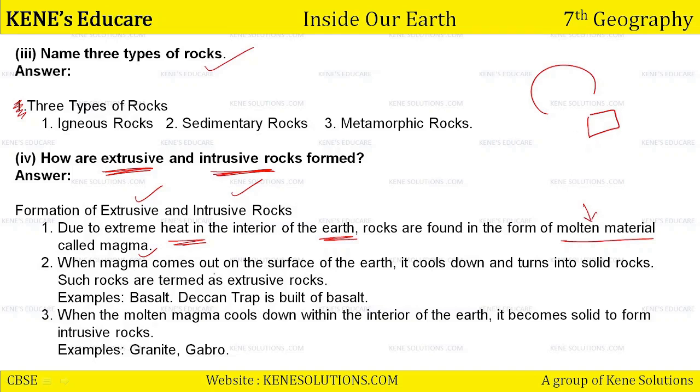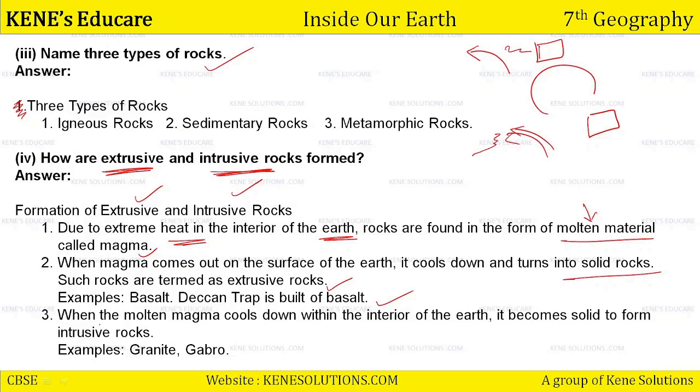And when this magma comes out on the surface of the rock, it cools down. And when it cools down, it turns into solid rocks. Such solid rocks are termed as extrusive rocks. पिघला हुआ मैग्मा जब बाहर आता है और सॉलिड बन जाता है और एक रॉक का फॉर्म ले लेता है, then they are known as extrusive rocks, जिसका एग्जाम्पल है बसॉल्ट. पूरा डेक्कन ट्रैप बसॉल्ट से बना हुआ है.